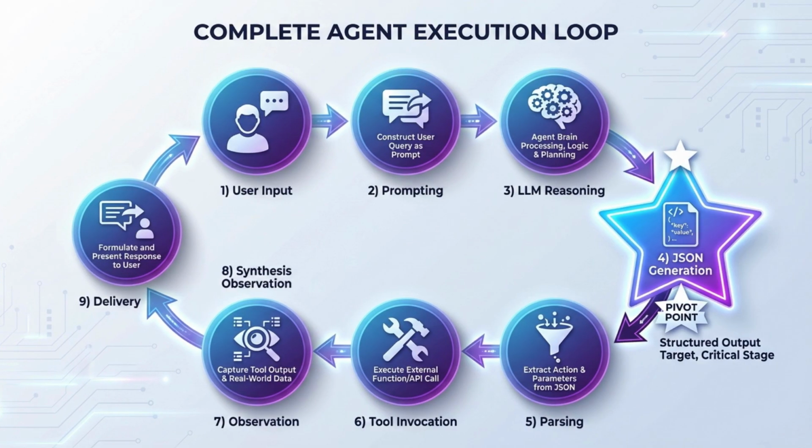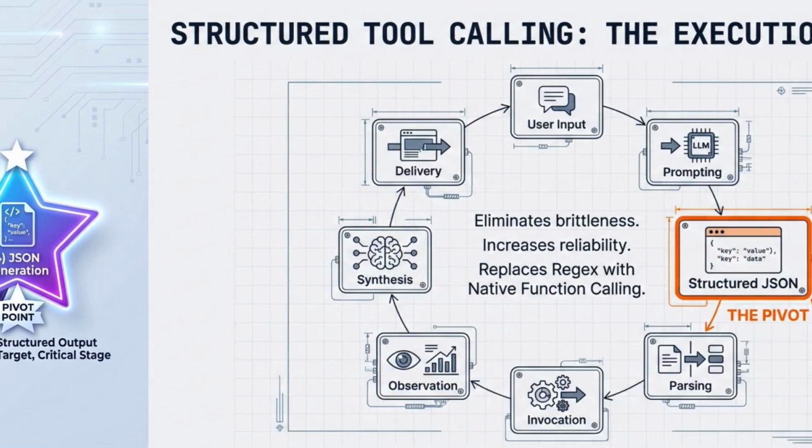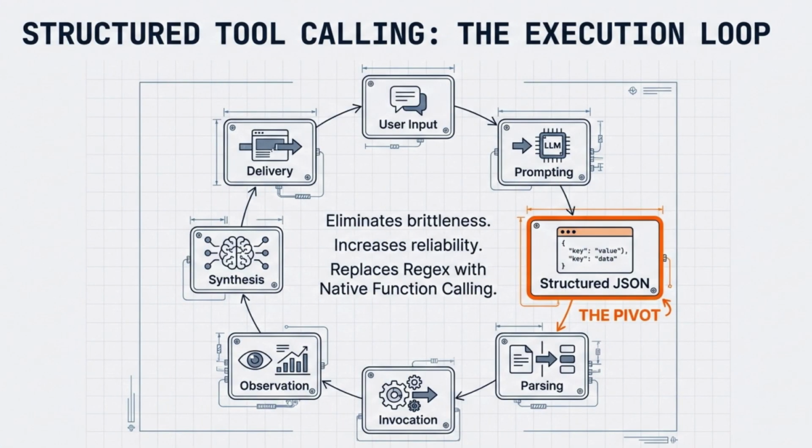Here's the full flow. User input comes in. Prompting happens. The LLM generates structured JSON. This is the pivot point. Then parsing extracts the tool and arguments. Invocation runs the actual code. The tool produces an observation. That goes to synthesis, where the LLM reasons about the result. Finally, delivery back to the user. This replaces brittle regex with native function calling. It's how modern production agents actually work.